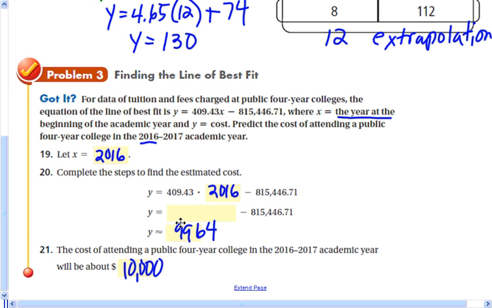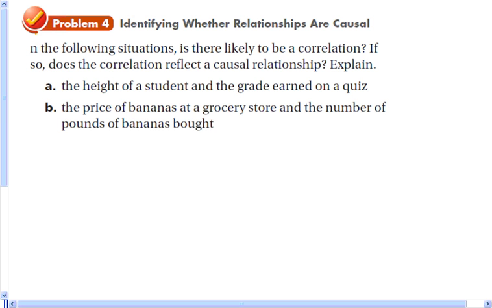But, all right. So identify whether relationships are causal. In the following situations, is there likely to be a correlation? If so, does the correlation reflect a causal relationship? In other words, is the independent variable the reason for the change in the dependent variable? So I have a student and the grade earned on a quiz. There is absolutely no correlation there. All students can have good grades or bad grades. So we're going to say there's no correlation at all. So we're not going to worry about whether it's causal or not, because you can only have a causal relationship if there is a correlation.